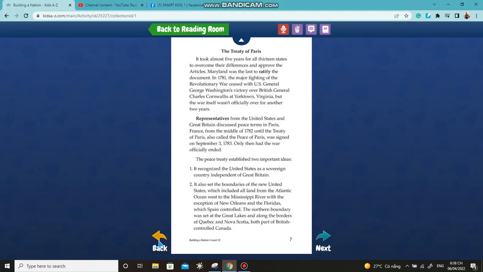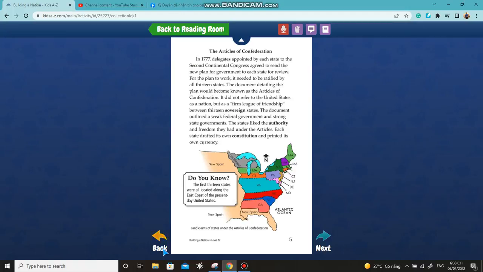It also set the boundaries of the United States, which included all the land from the Atlantic Ocean west to the Mississippi River, with the exception of New Orleans and the Floridas, which Spain controlled. The northern boundary was set at the Great Lakes and along the borders of Quebec and Nova Scotia. Both are part of British-controlled Canada. When you see the treaty, this is the map, except for this part in the west. But this was the Mississippi River. You see that? It doesn't show, but the border was along the Mississippi River.